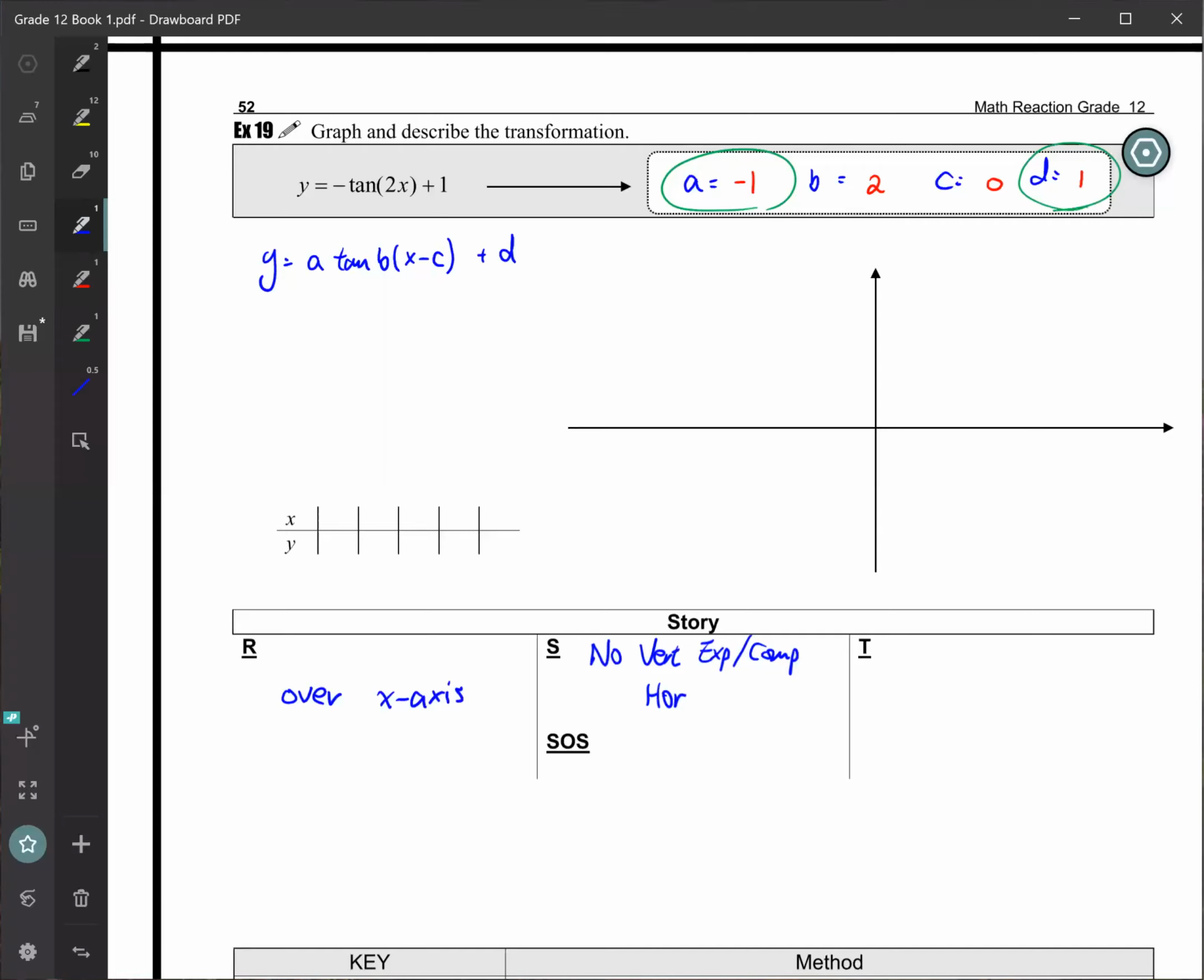How about Tiana? Horizontal compressed by a half. Donna? Horizontal compressed by half. Okay, Cindy, do you know how they got horizontal compressed by half? The period. Well, this one we don't talk about period, because this one is not a sine cosine graph. There's a period, but we won't think about the period. We just think about the story form. How do we get the half?